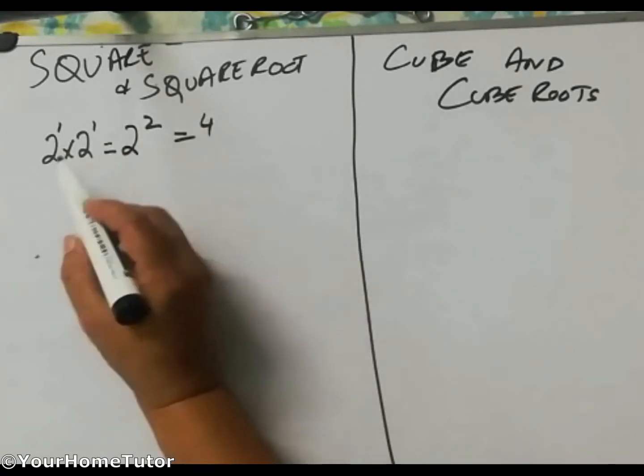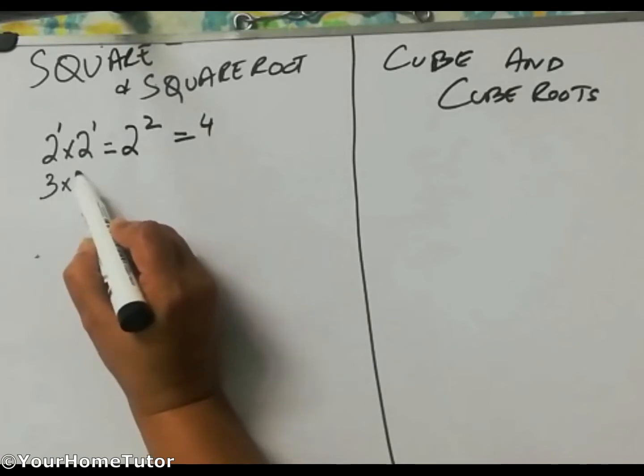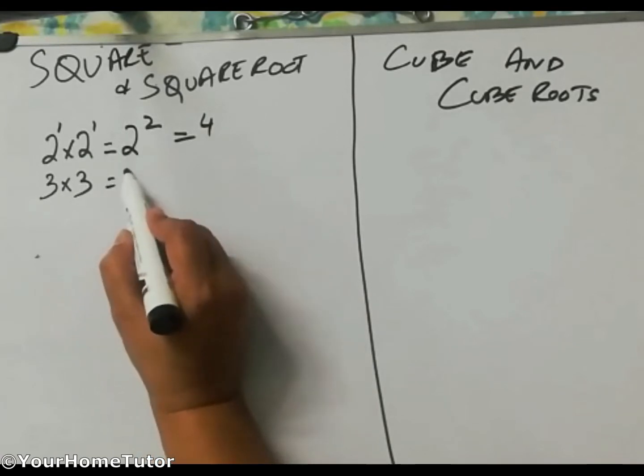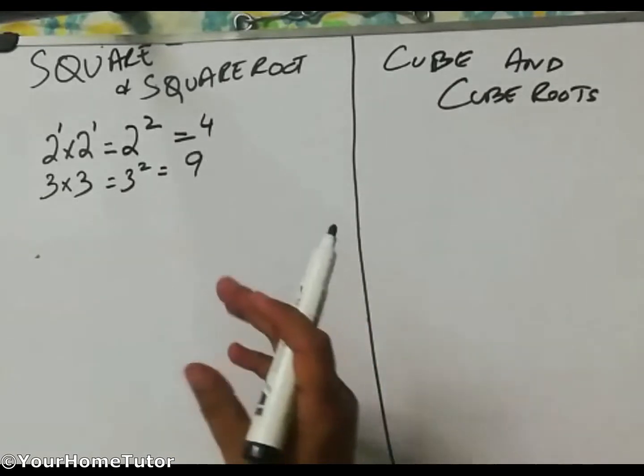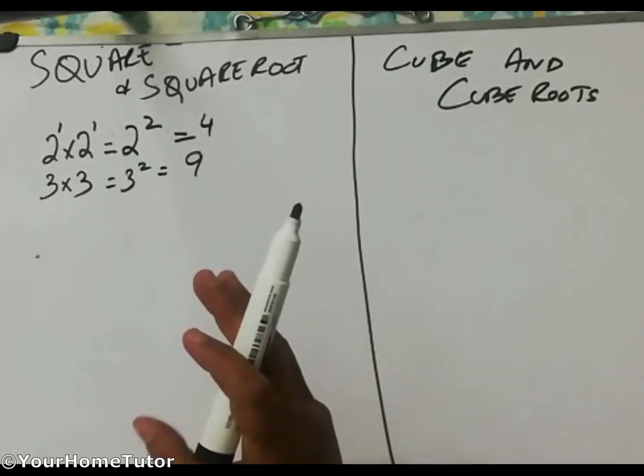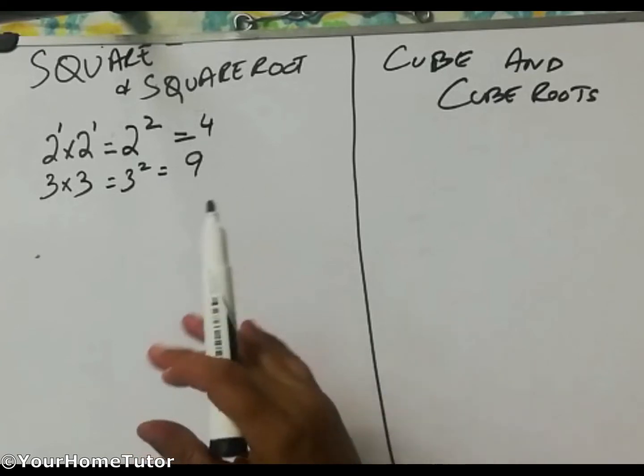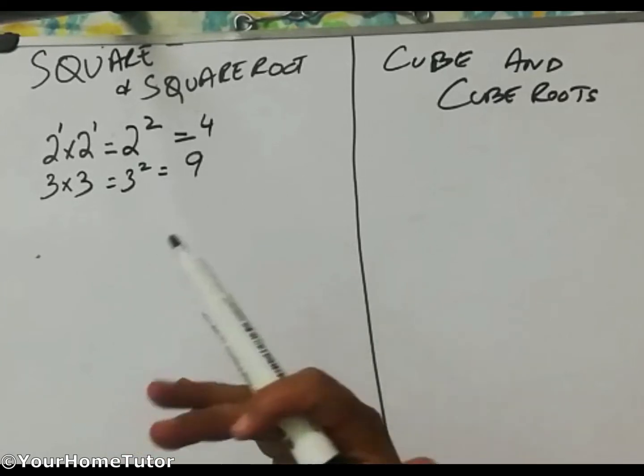And we know that 2 into 2 is 4. Similarly, whenever we have to find the square of 3, 3 into 3, we can write it as 3 square, and the answer is 9. So simply, the square of any number is the figure we get after multiplying the same number by itself.